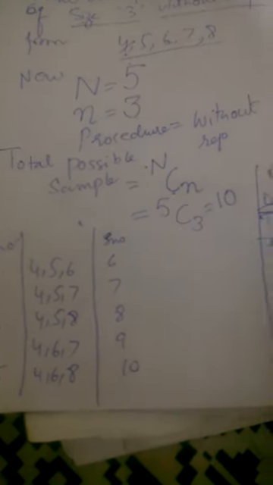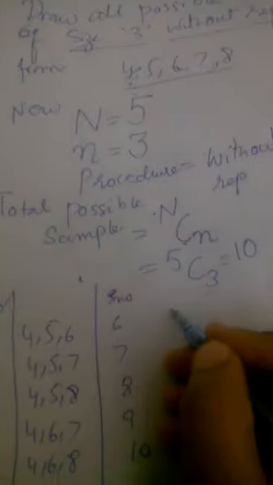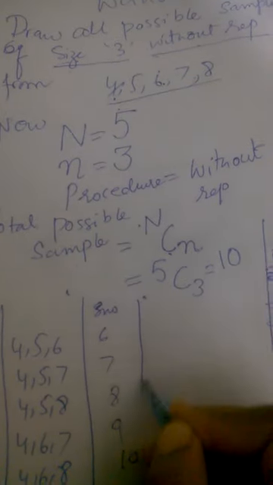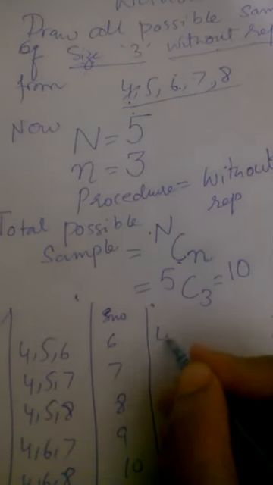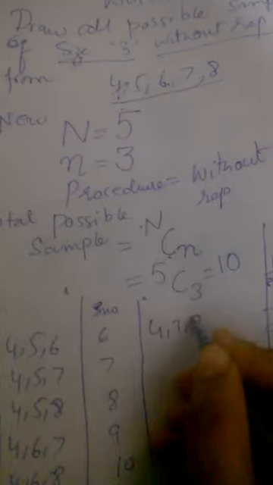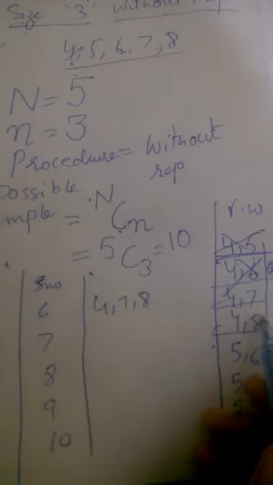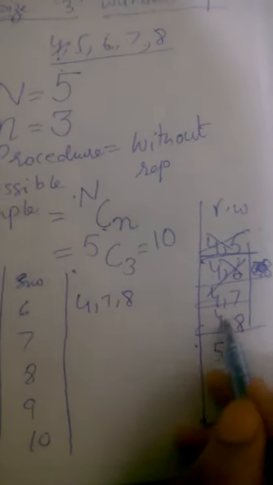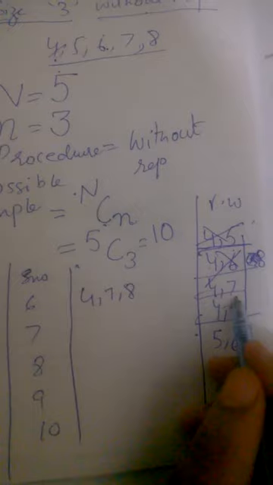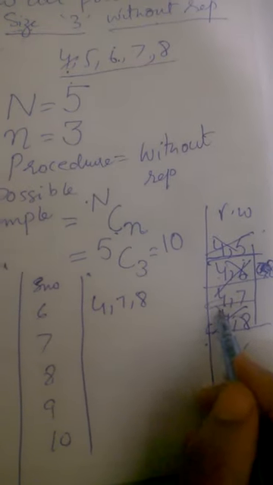Then 4, 7. 4, 7 can only be assigned with 8 because there is no element after that. 4 and 7 is assigned to 8. Now 4, 7 is discarded, and then 4, 8 is not possible because there is no element after 8. This is already impossible, so we have to cancel it.